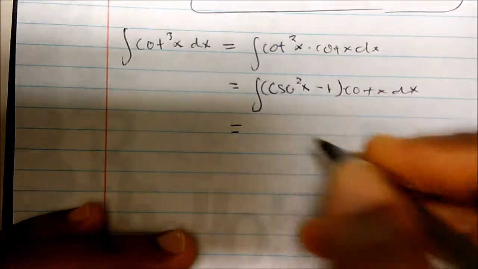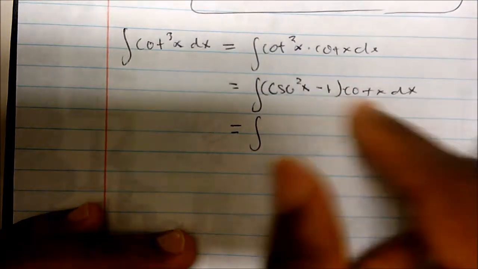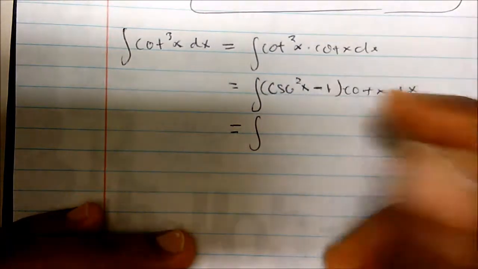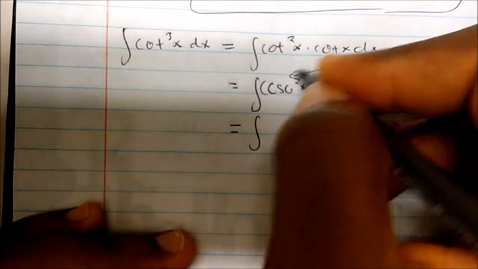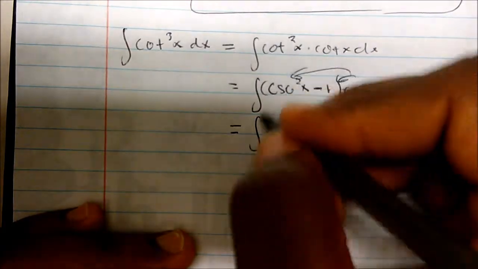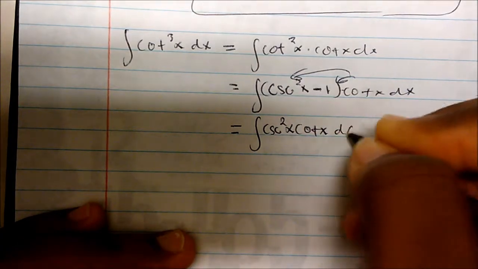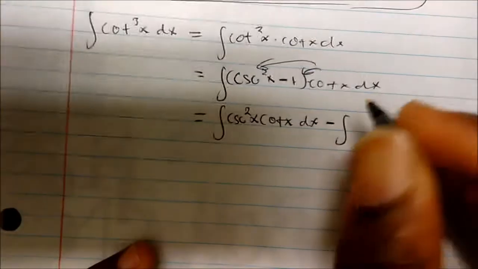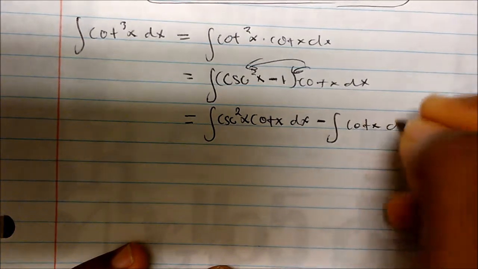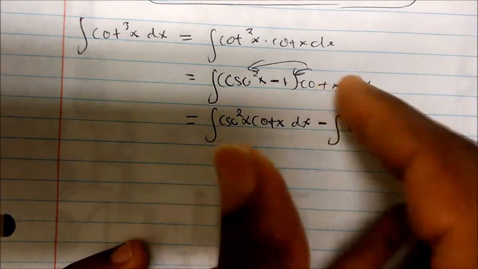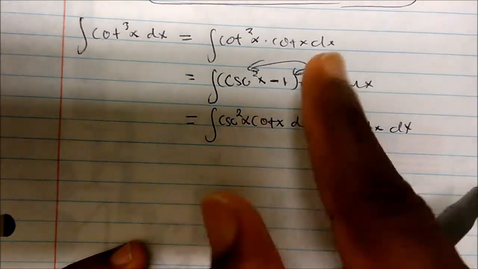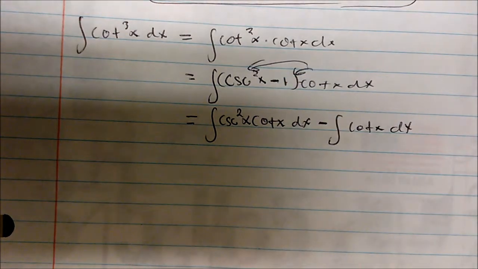If I look at this, I'm just going to split them up into 1, 2. So distributing my cotangent of x to both, this becomes the integral of cosecant squared of x times cotangent of x dx minus the integral of cotangent of x dx. And all I did was just distribute and split my integral up all in one step, okay?